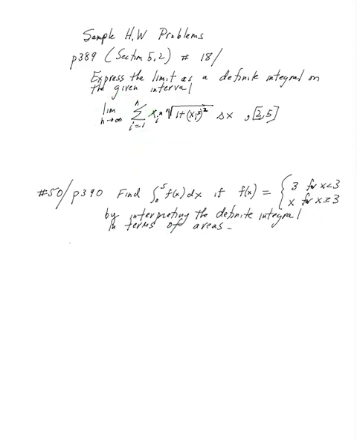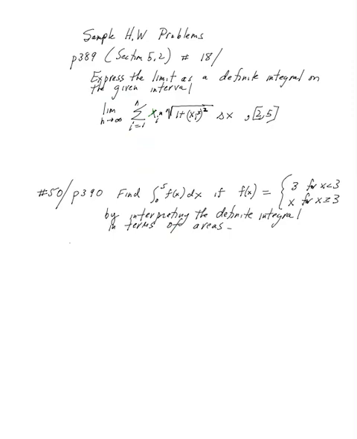So we're supposed to write the limit as n approaches infinity of the sum as i goes from 1 to n, x sub i star, square root of 1 plus x sub i star squared, delta x. We're given the interval 2 to 5. X goes from 2 to 5. And we're supposed to write all this as a definite integral.